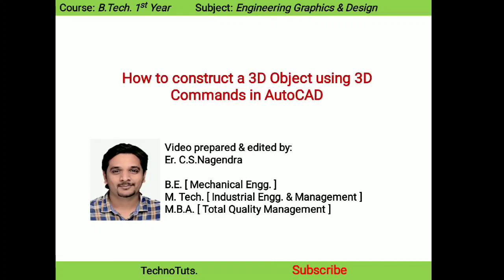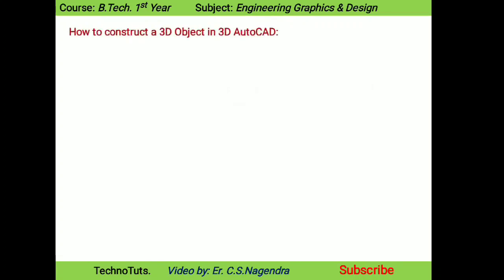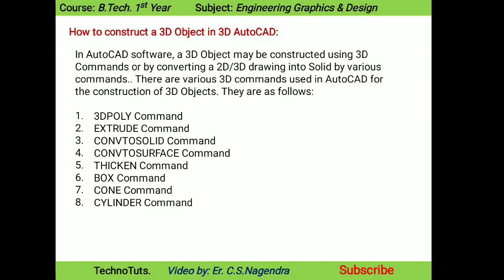Our today's topic of this video is how to construct a 3D object using 3D commands in AutoCAD. What do you mean by a 3D object in AutoCAD? A 3D object is an object that is visible in 3 dimensions in AutoCAD. So how to construct a 3D object in AutoCAD? In AutoCAD software, a 3D object may be constructed using 3D commands or by converting a 2D or 3D drawing into solid by various commands.